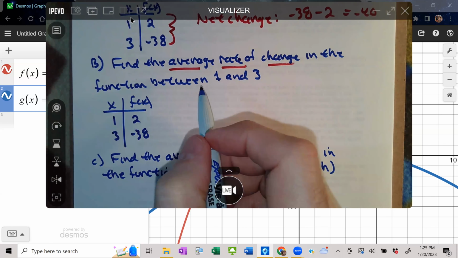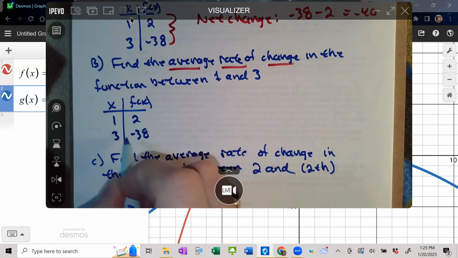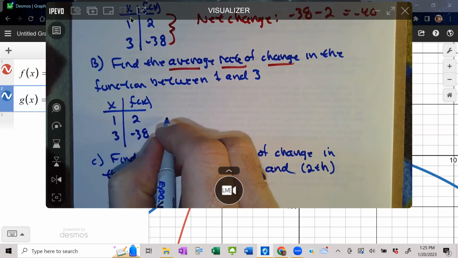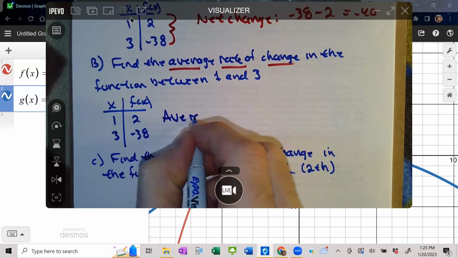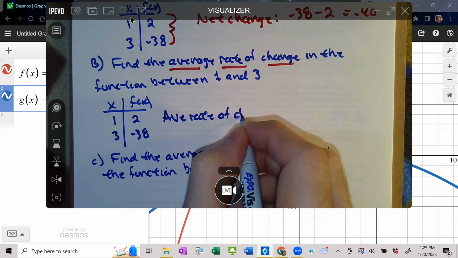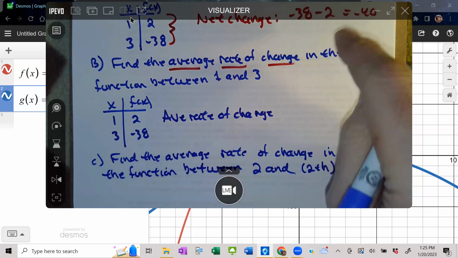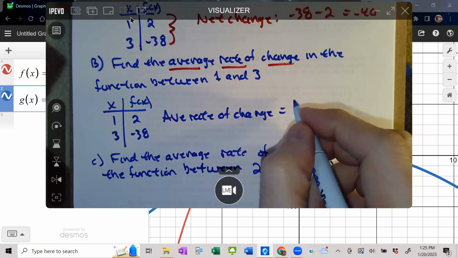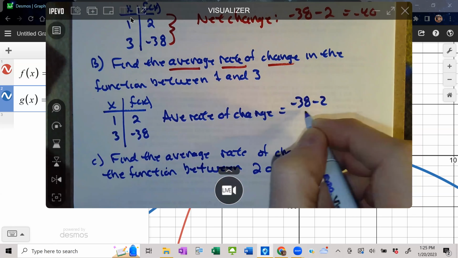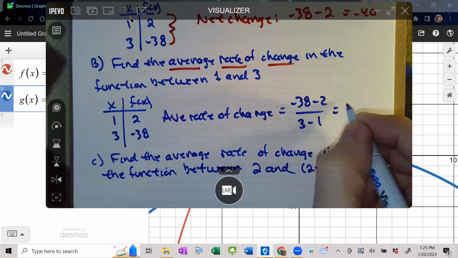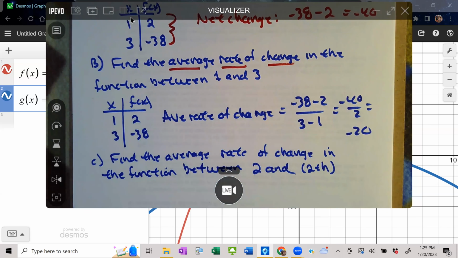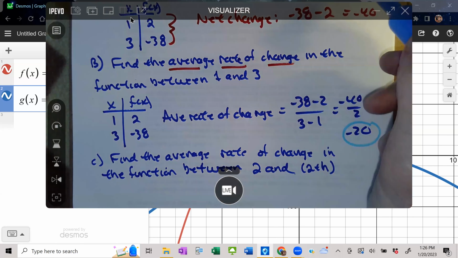The only difference between net change and average rate of change is you're going to take the net change and divide it by the change in the x's. So it's really just the slope of a line. So the average rate of change, you can think of it as the net change divided by the change in x. I'm going to write it all out. It's just the slope of the line between these 2 points. So -38 minus 2 over 3 minus 1. -40 over 2 is -20 for my average rate of change, sorry. Net change was -40.